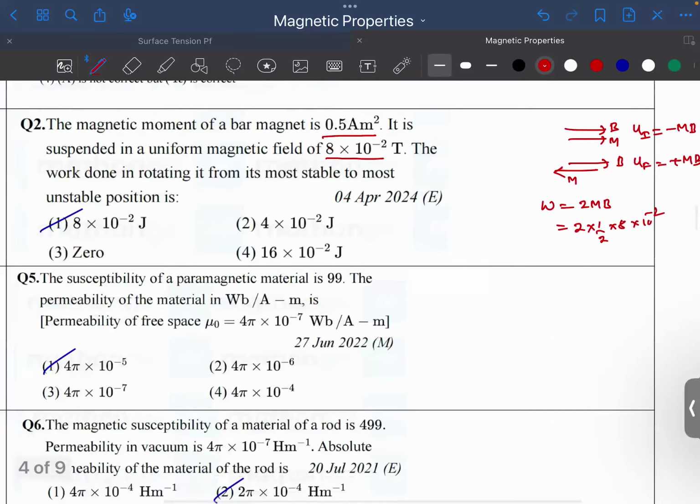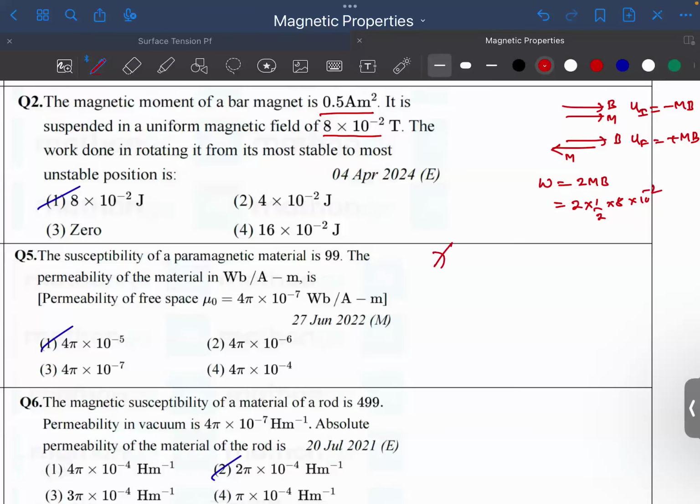Next, the susceptibility of a paramagnetic material is 99. Can you please help me write this relation? Mu r is 1 plus susceptibility. This is 100. Okay. The permeability of the material mu is mu r times mu naught. So therefore, 100 into 4 pi into 10 to the power of minus 7. So this will be 4 pi into 10 to the power of minus 5.